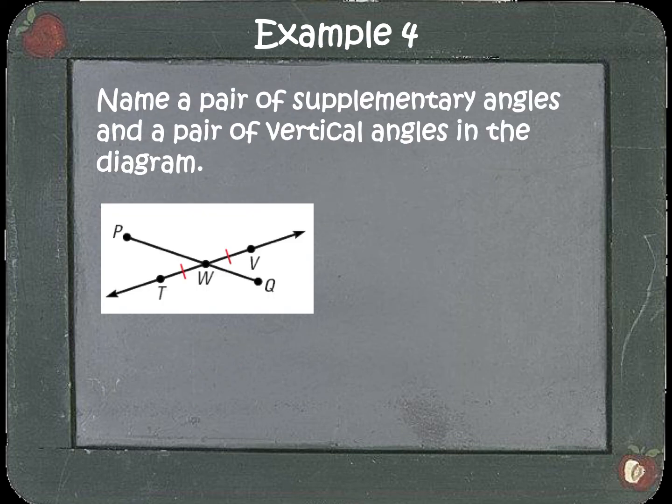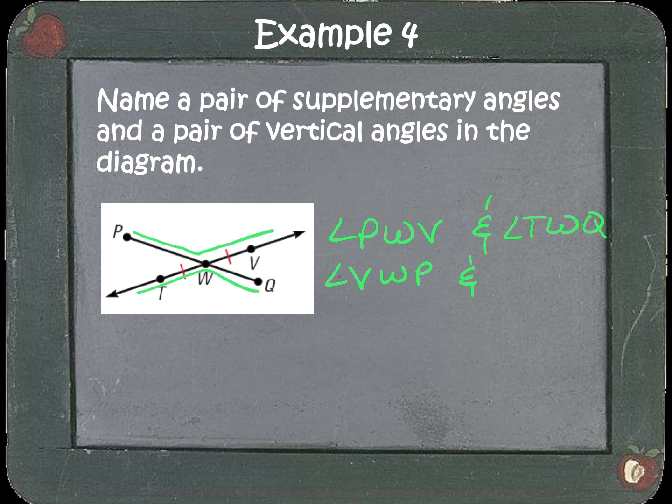So the vertical angles, because there's fewer, I have vertical PWV along with TWQ is a pair of vertical. Remember, you can also reverse the order of the letters. So I could have also said it as QWT. And then I have another pair of vertical over here. And I can say angle PWT along with angle VWQ. These are the vertical angles.